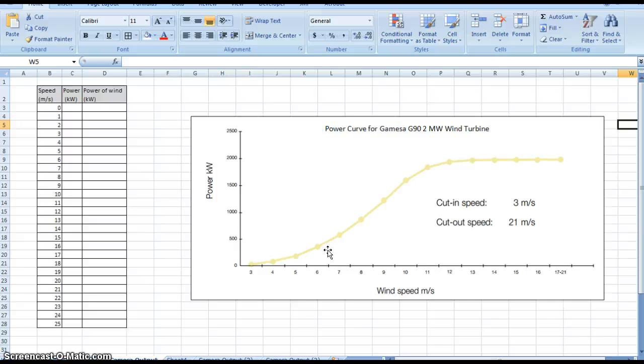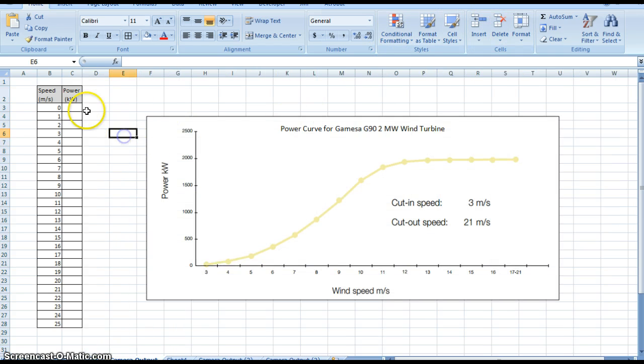So how do we interpret this chart? Well, it's very straightforward. We have wind speed on the X and we have power on the Y. So if we want to figure out what the turbine is going to generate in terms of a power output at any given wind speed, we simply trace the curve. So let's start filling this in a little bit. I've created a table on the left here from 0 to 25 meters per second. We have power, and then we have power of wind, which we're going to actually delete here. So this would be the power output in kilowatts.